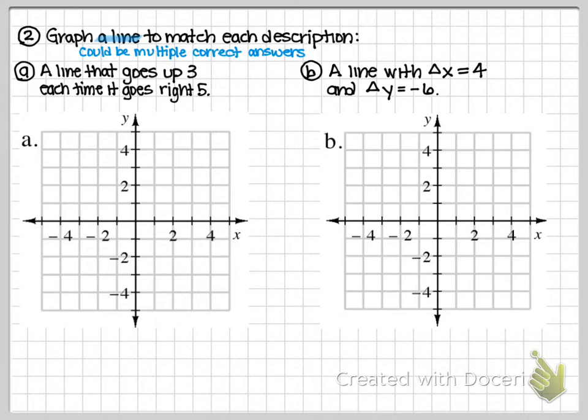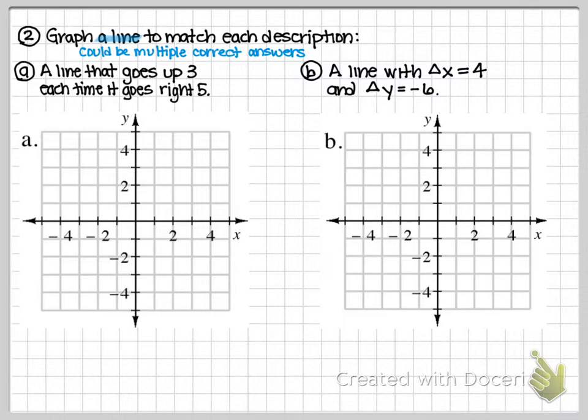So you've got the graphs, those were given to you, but you don't have the stem part of the question. So make sure that you write this down as we're going. So we're going to graph a line to match the description. Okay. Question A. We want a line that goes up 3. Sounds like we're talking about slope. Up 3 each time it goes right 5. Okay, how does that translate?